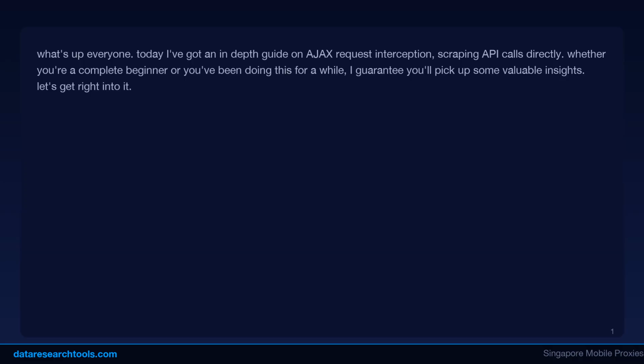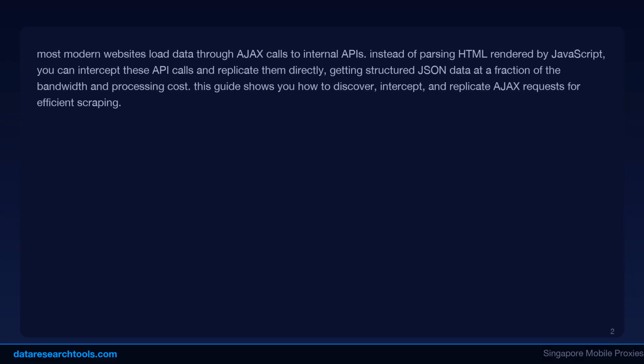AJAX request interception is one of the most powerful techniques in modern web scraping. Instead of parsing HTML to extract data, you intercept the underlying API calls that websites make to load their data. This often gives you clean, structured JSON data directly, bypassing the need to parse complex HTML structures. Let's start with why AJAX interception matters.